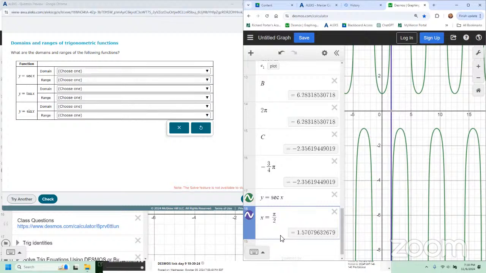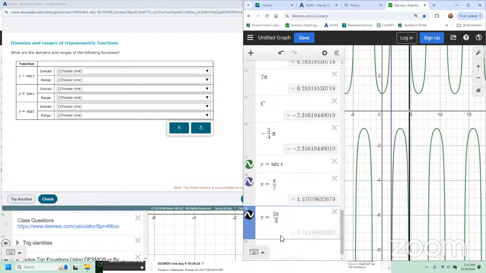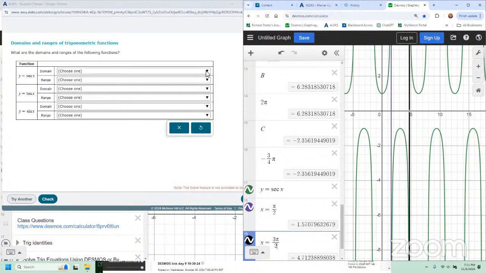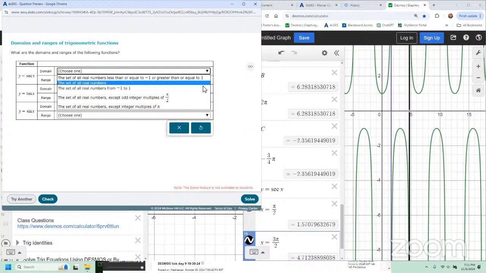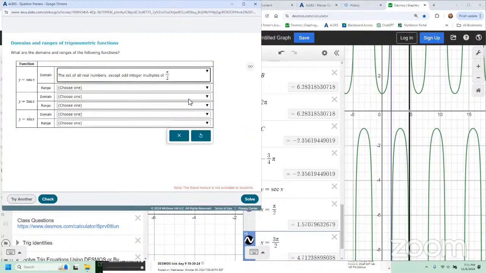So that's one of them. So let's try another one. X equals 3 pi over 2. That's another one. So it looks like the domain is everything except the odd multiples of pi over 2. So if you look, it says the set of all numbers except the odd integers of the multiples of pi over 2. Okay, now what's the range?